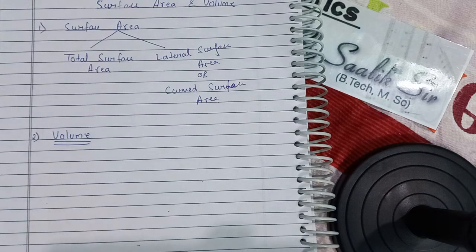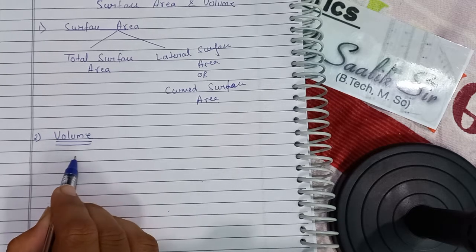2D objects do not have volume because we cannot touch or feel 2D objects. 2D objects cannot occupy space. The space is occupied by 3D objects, and the amount of space, how much space is occupied, is called volume, right? So you can write a definition here also.